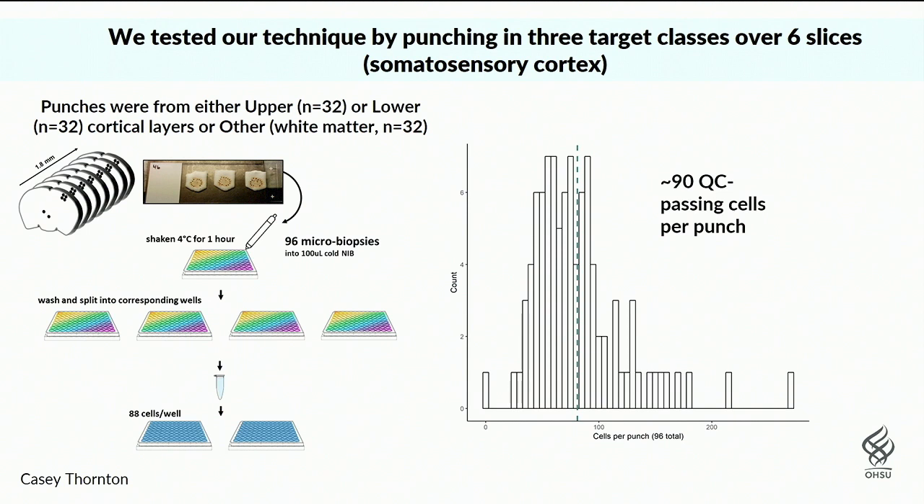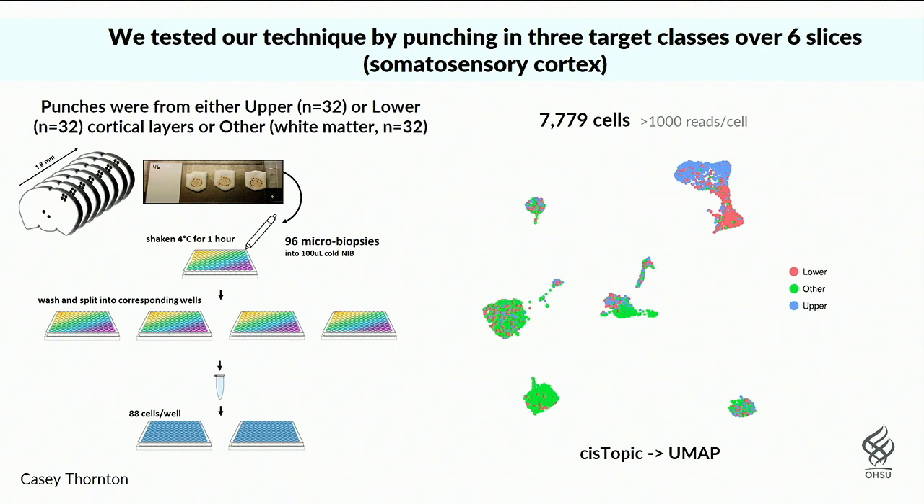We get around 90 single cells per punch, which corresponded to close to 8,000 cells, where we have a threshold of over 1,000 unique nuclear reads per cell that are actually in peaks, so a reasonable threshold there. And instead of color coding them by punch, which is 96 different colors and just looks like confetti, I split it into whether the punches are derived from upper or lower cortical layers versus other, these white matter regions. And what's pretty apparent is you see this one cluster up here in the right corner where you really don't get any cells from the other punches, which makes sense. These are the cortical regions, so those are the neurons, right?